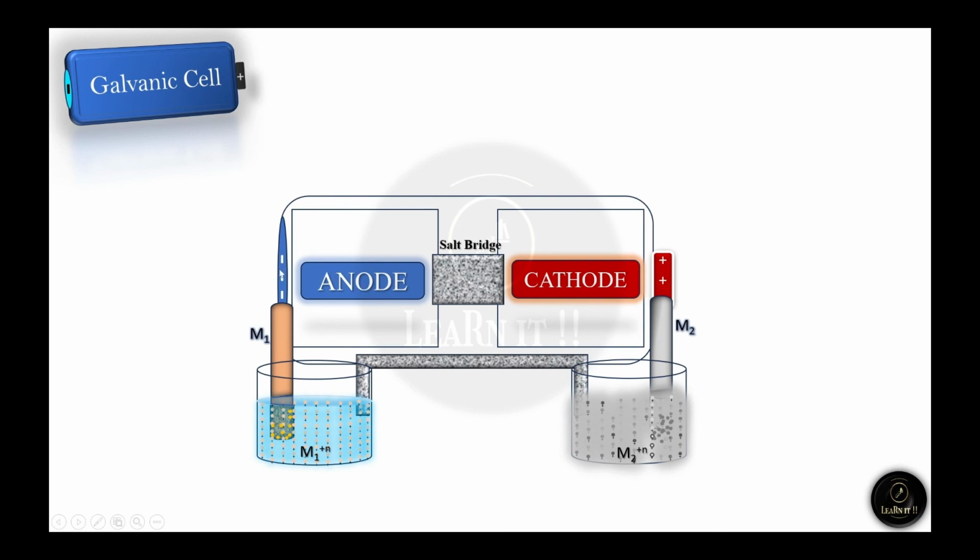It is the anode because it has the negative charge. The cell is represented as M1, the material of the anode, in contact with M1 raised to plus n, whose concentration is 1 M. It is connected through a salt bridge to M2 raised to plus n, whose concentration is 1 molar, which is in contact with metal M2.